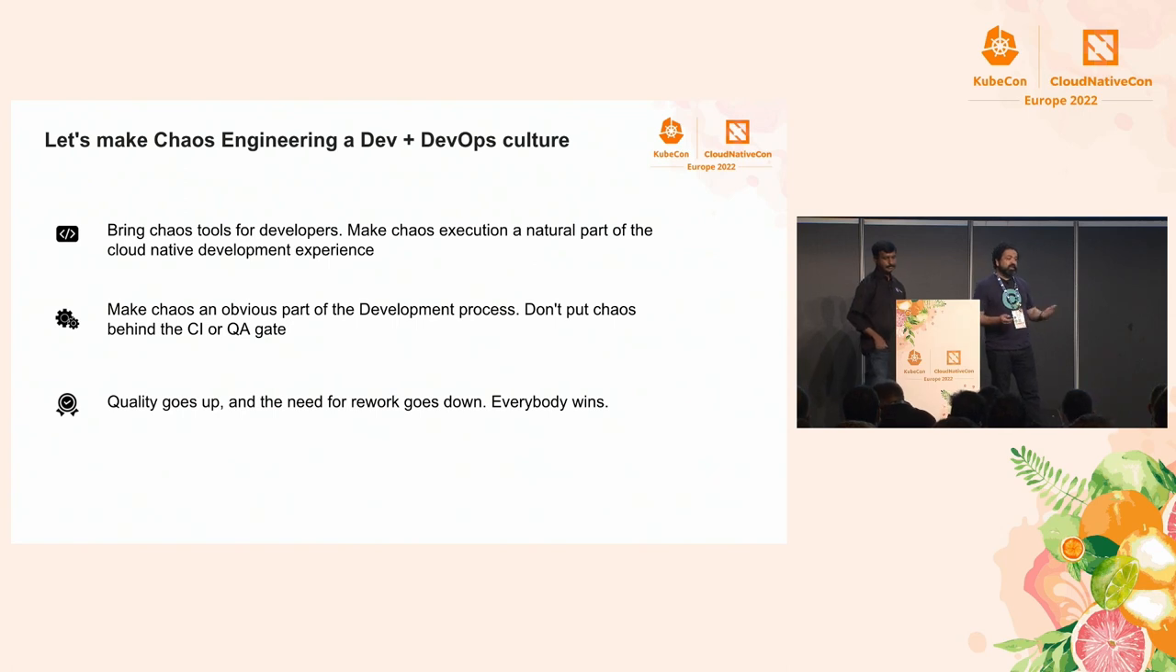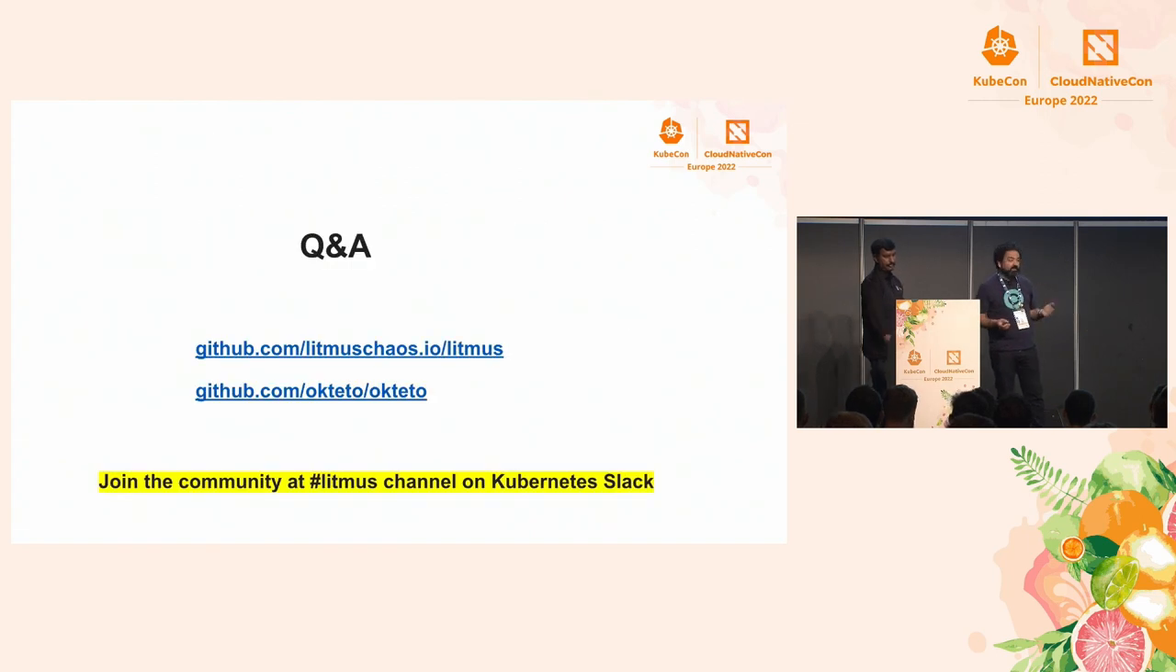So just to summarize this talk, and happy to talk about this after: let's bring chaos to developers. We want to make chaos a natural part of the dev workflow. Let's not put gates to it. Let's not think of chaos engineering as something you only do in QA, or something that only your pre-release team does, if you have one. And importantly, let's do it because quality will go up.